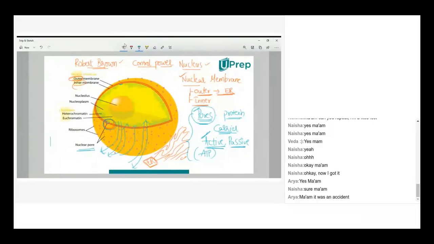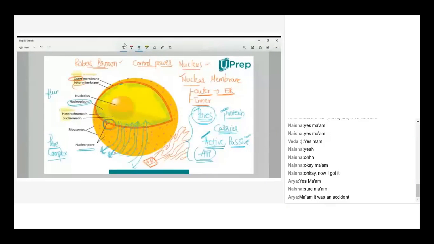This whole thing we call the pore complex, the nuclear pore complex. Why we are using a different word, nuclear pore complex, here is that there are carrier proteins which will carry the molecules produced inside the nucleus to the outside without using any energy, passively. And some molecules will enter into the nucleus by using energy in the form of ATP, which we call active transport. Okay.